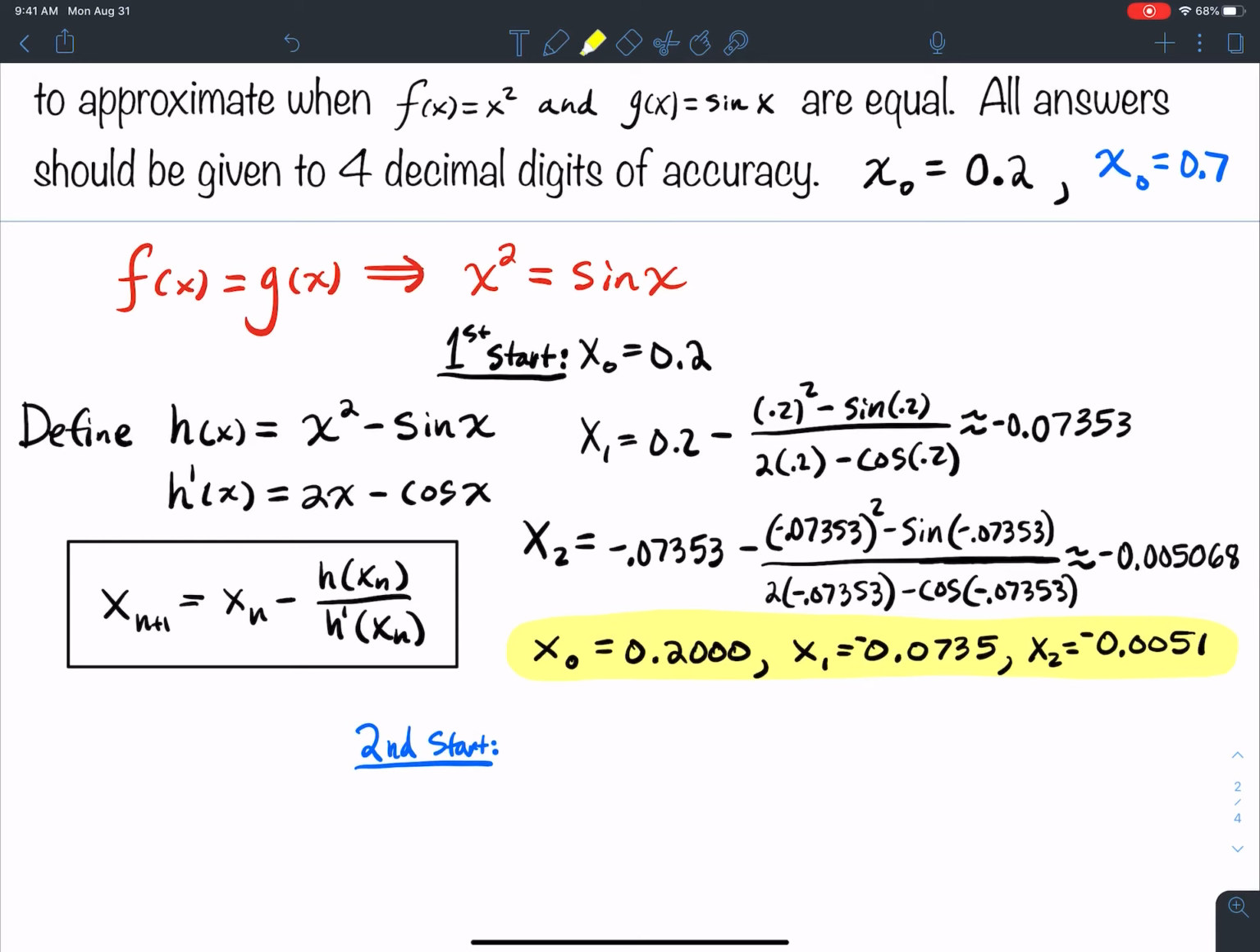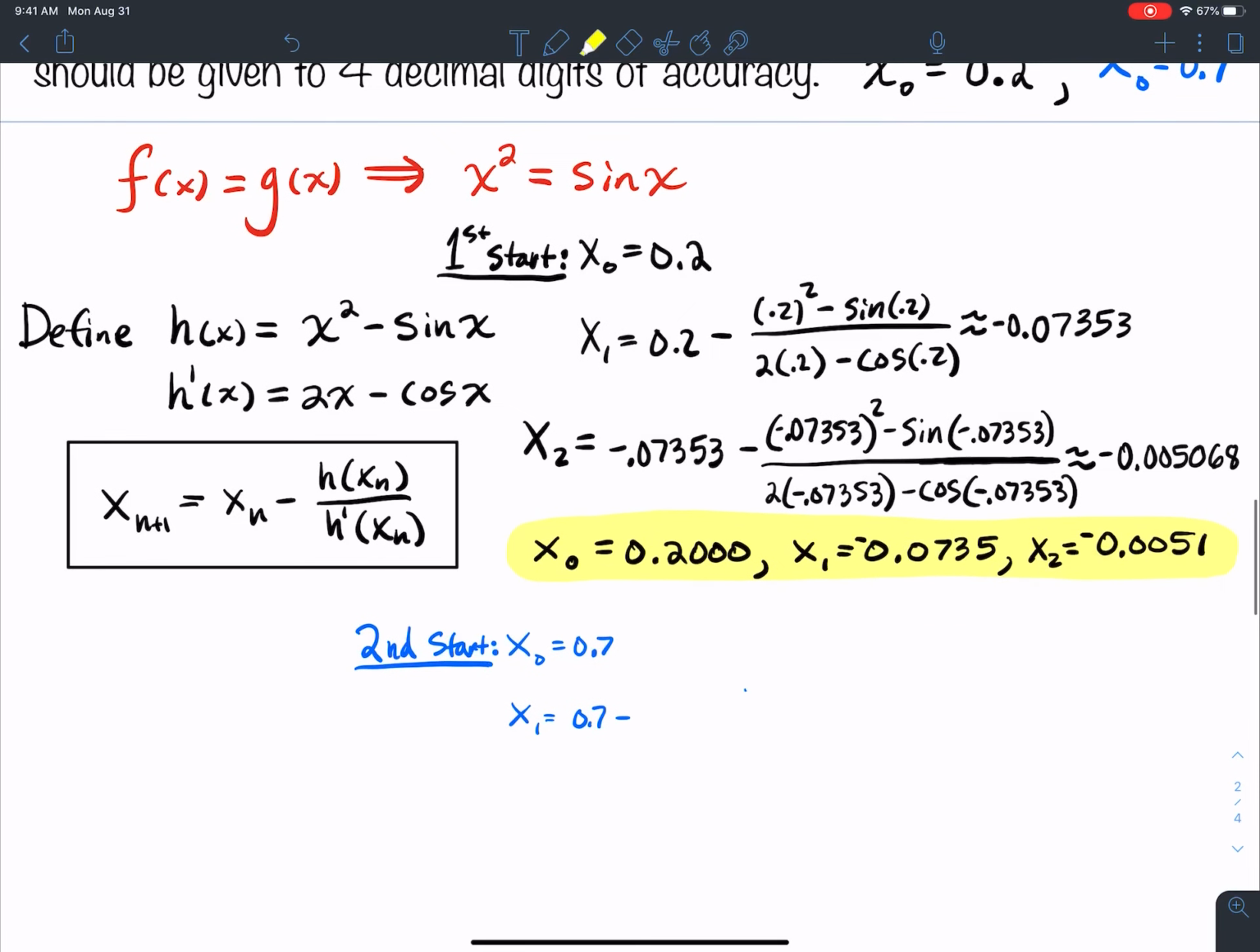Now for the second one, I'm starting at 0.7. So I'm going to plug 0.7 into my equation here. If I plug that in, I get x1 equals 0.7 minus 0.7 squared minus sine 0.7, divided by 2 times 0.7 minus cosine 0.7. When I type that on my calculator, I get 0.9428.